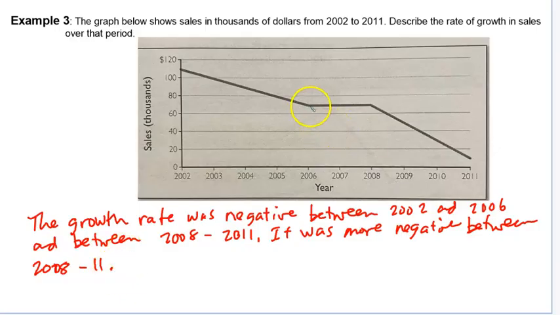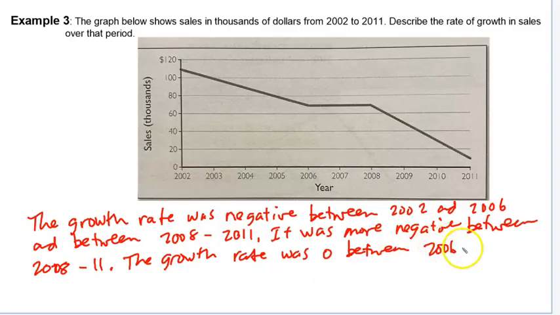And then finally we have this piece here, and that's just horizontal, so there was 0 growth, or we would say the growth rate was 0. And that's between 06 and 08. So that's the way you're going to use words. Make sure you write complete sentences, just like I did here. That's a good example when you're analyzing growth, looking at a graph.